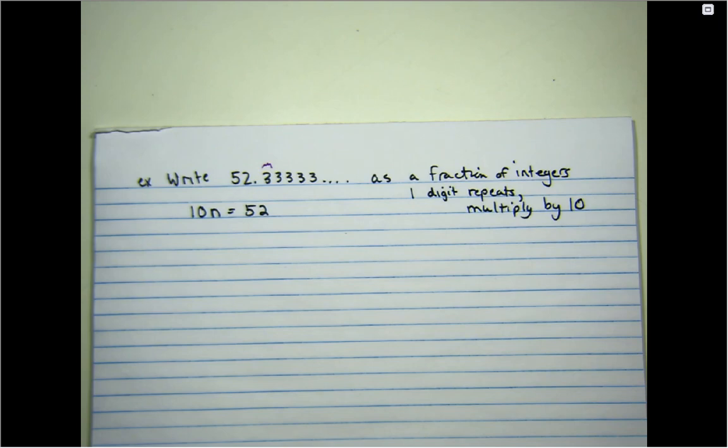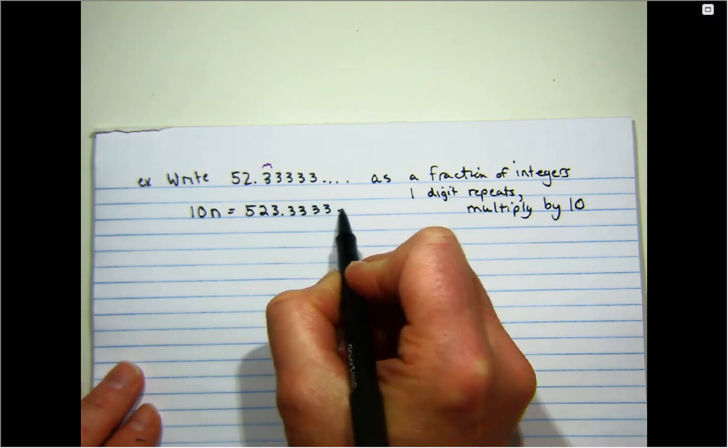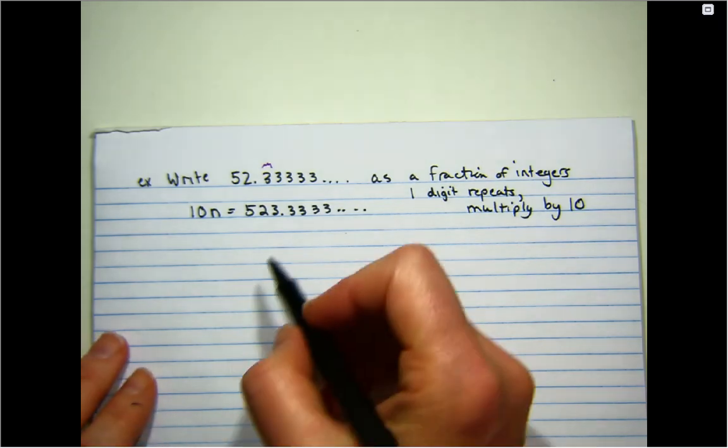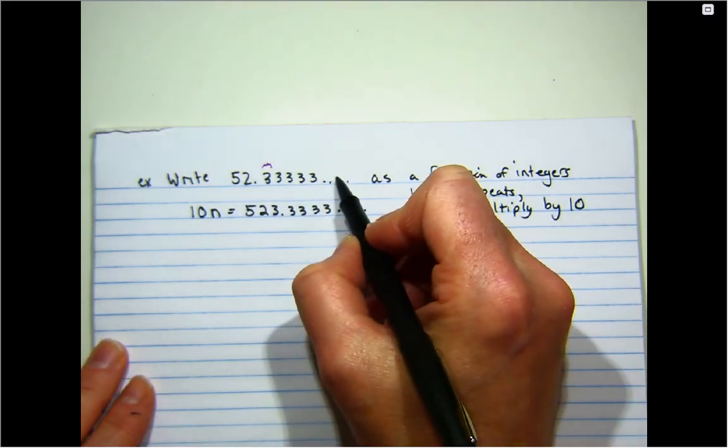So I have 523.3333. And the 3s still keep going on forever to the right, because I just shuffled over the decimal one place, and there's still infinitely many 3s marching off to the right. So that's my 10n. This number right here we are naming n, but I didn't write that in. Let's write that. That's n.